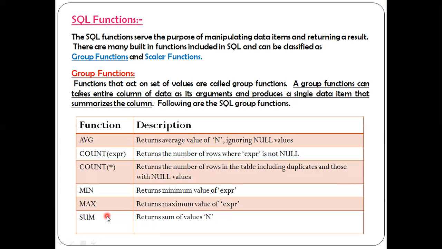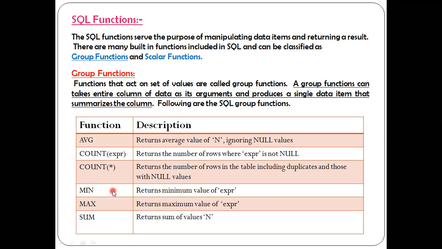Third one, count of star. This function is going to return the number of rows in the table, including duplicates and those with a null value. If some rows have a duplicate value, it is still going to count. And if a row does not contain any value, that is also counted. By which function? Count of star function.